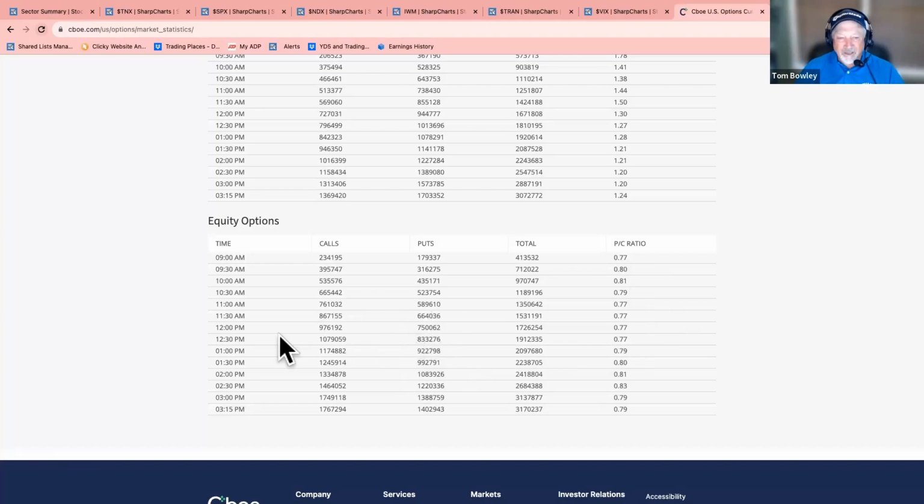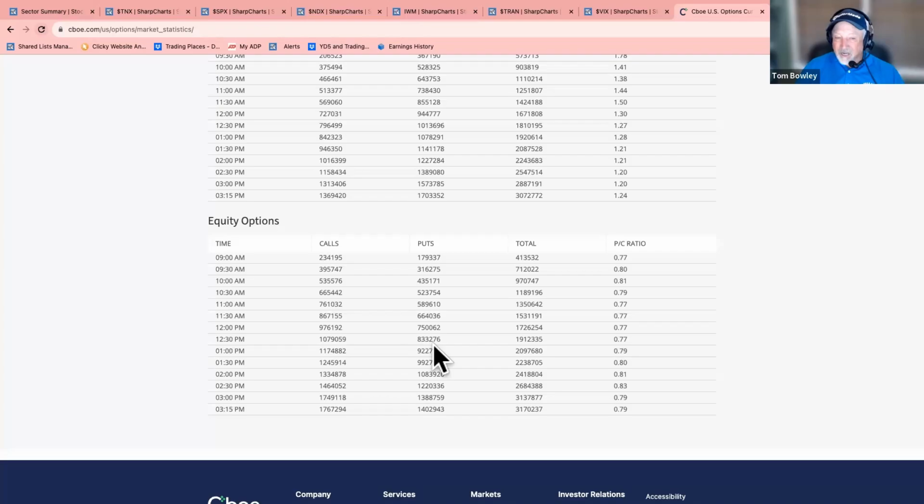I mean, you can see here from 12 to 12:30, this is central time, so it's really 1 to 1:30 Eastern time. But you can see during that half hour, we went from 750,000 to 833,000 puts. That's 83,000. That's kind of a normal middle of the day, not really doing much.